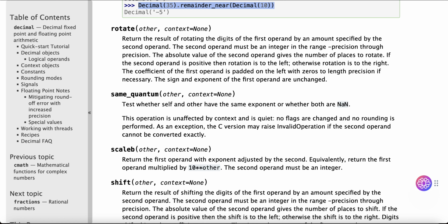Return the result of rotating the digits of the first operand by an amount specified by the second operand. The second operand must be an integer in the range -precision through precision. The absolute value of the second operand gives the number of places to rotate. If the second operand is positive, then rotation is to the left, otherwise rotation is to the right. The coefficient of the first operand is padded on the left with zeros to length precision if necessary. The sign and exponent of the first operand are unchanged.